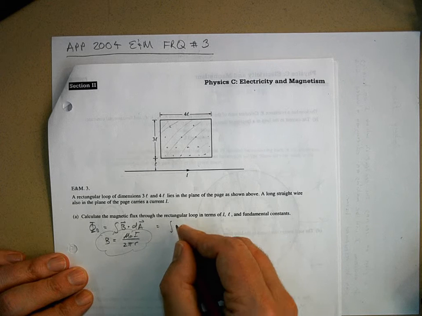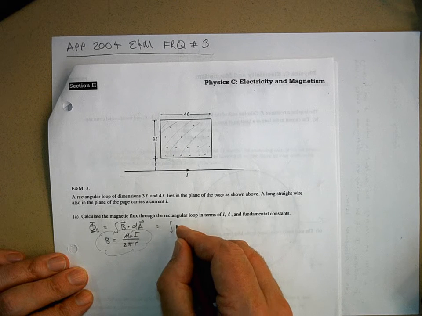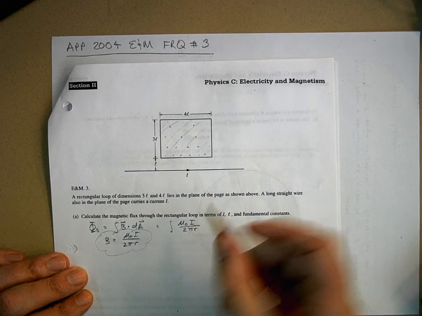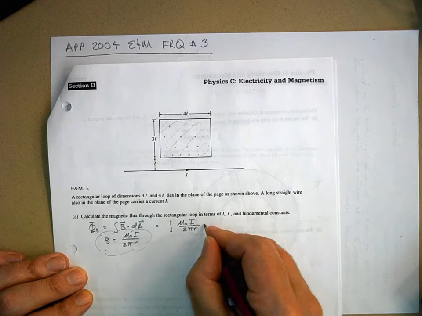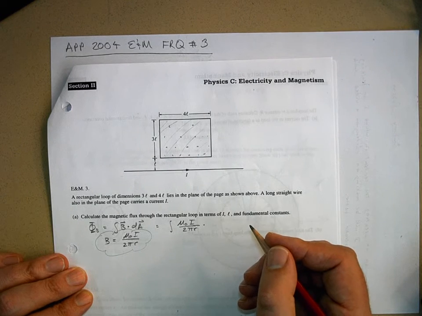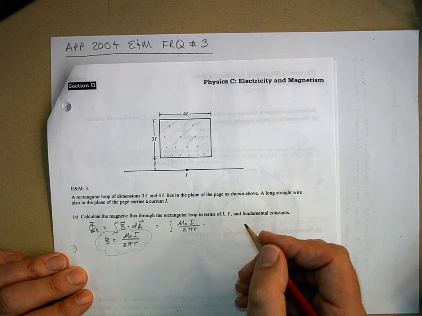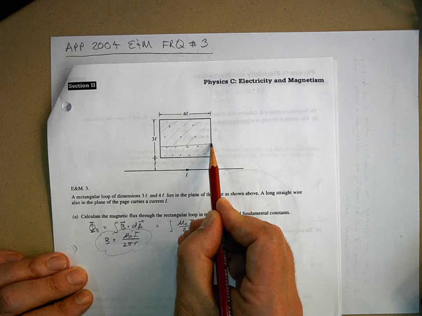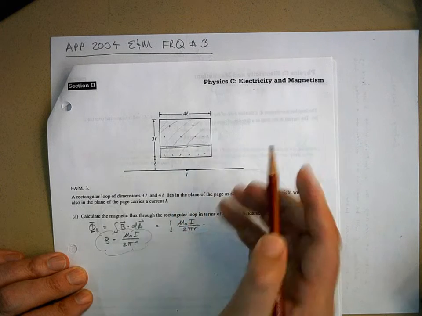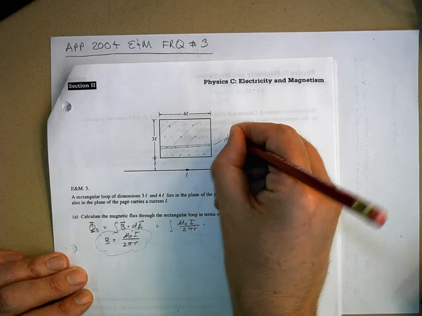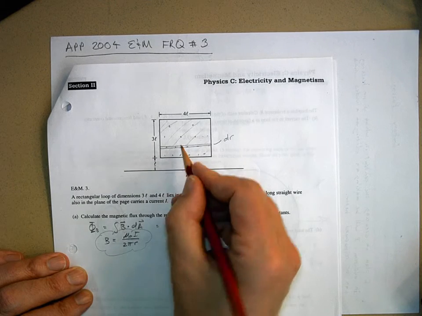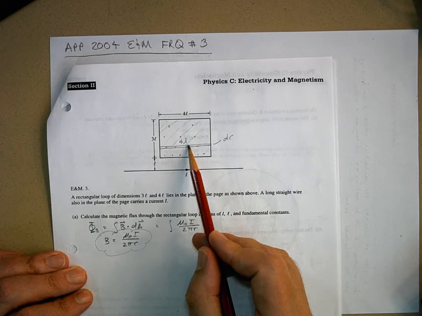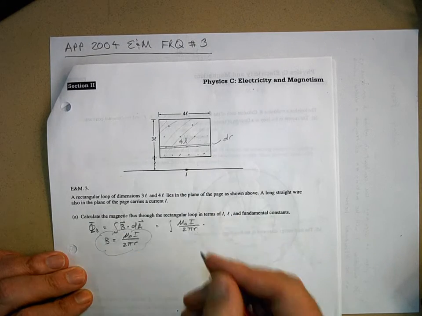So B is going to be equal to mu naught I over 2 pi r, but r varies. So what we need is a differential area that's in terms of r. Here's what I'm going to do. I'm going to draw a little differential area here. It's going to have a thickness of dr, and it has a width of 4L. So 4L times dr gives me a little area.